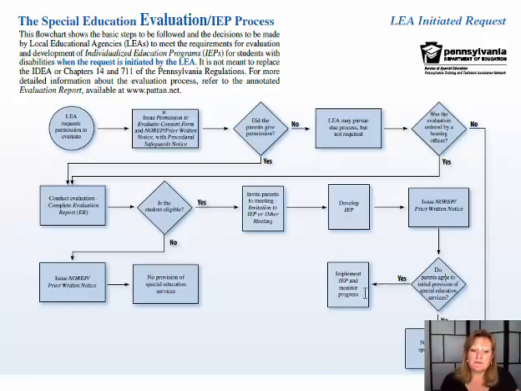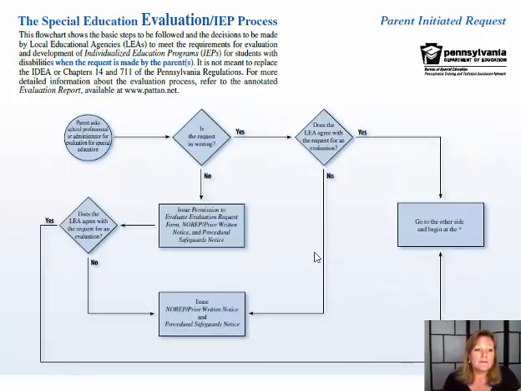If the parents do agree, then they implement the IEP. It's an annual IEP, so they come back in a year to check out the goals and see if there are any updates. Okay? We're going to move here to a similar flow chart, but this one is a parent-initiated request. So whenever a parent initiates a written request for their child to be evaluated for special education services, school districts have 60 calendar days in which to do the evaluation by law.